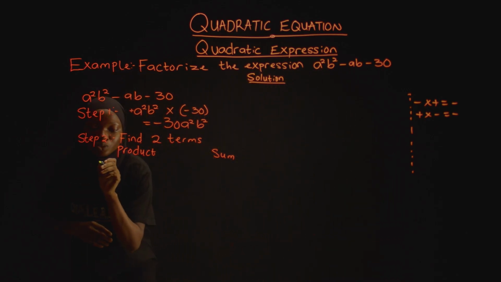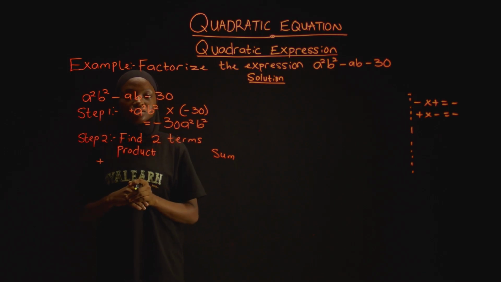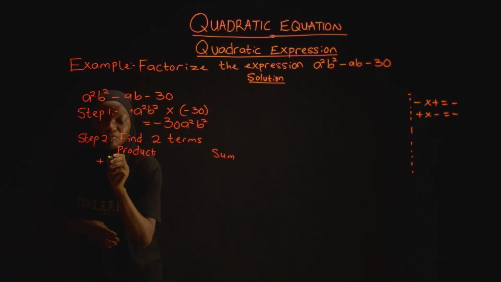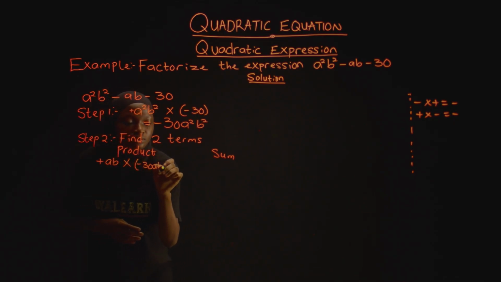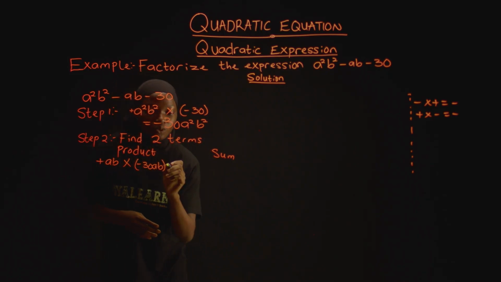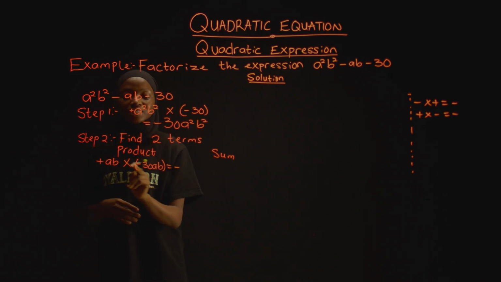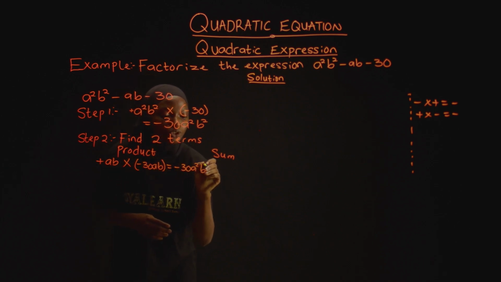So let's start from there. The first one, we have plus, but this term here has to be 30. What times what can give us 30? We can have 1 and 30 itself. 1 times 30 will give us 30. So we can have plus ab times minus 30ab. This would give us this product, plus times minus gives minus, and ab times 30ab gives 30 a squared b squared.